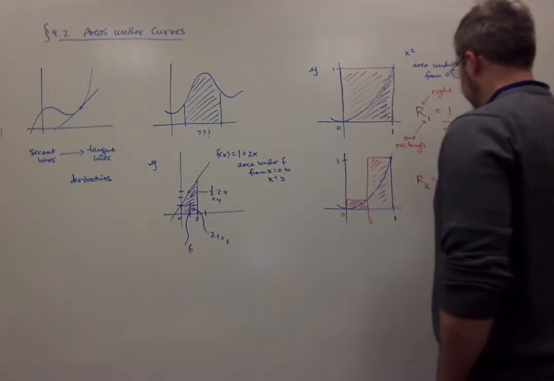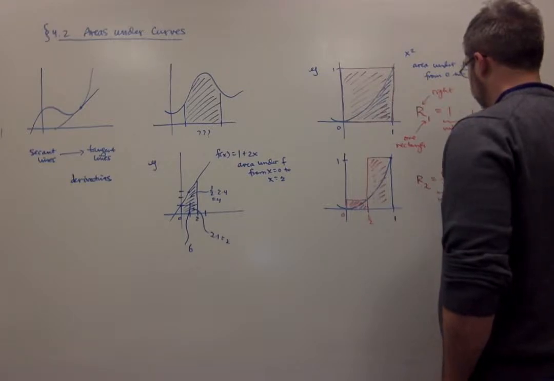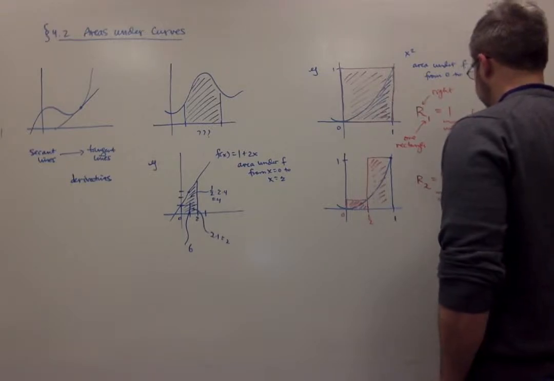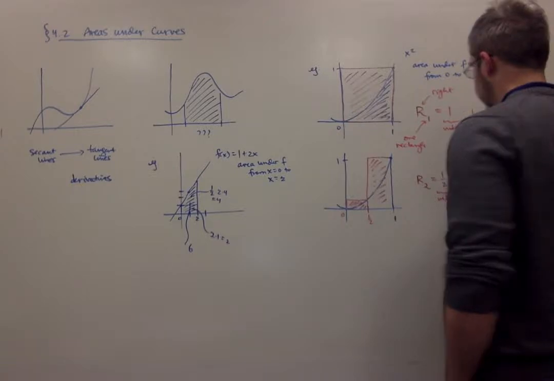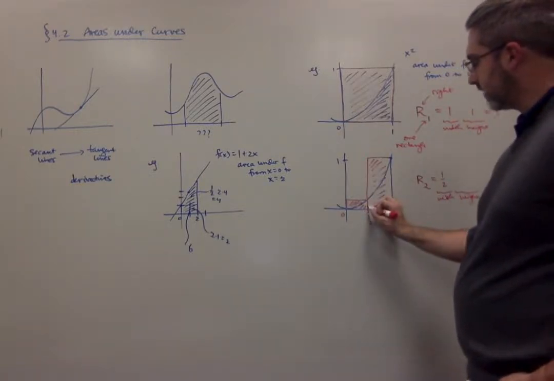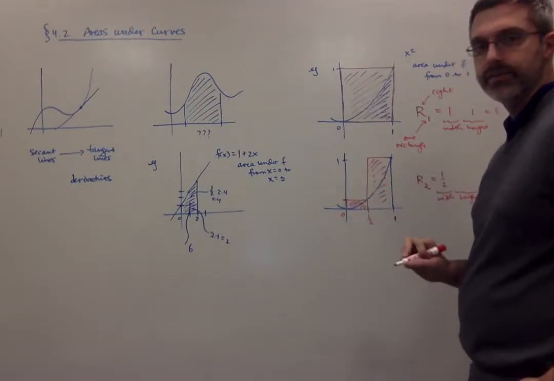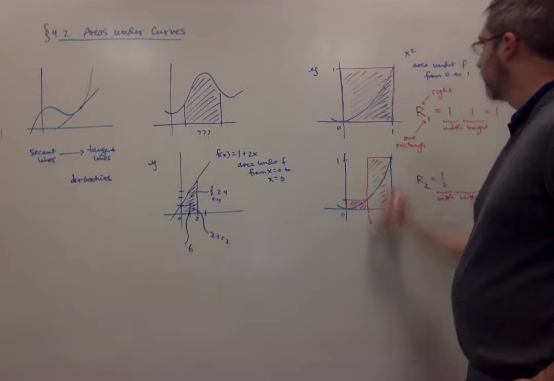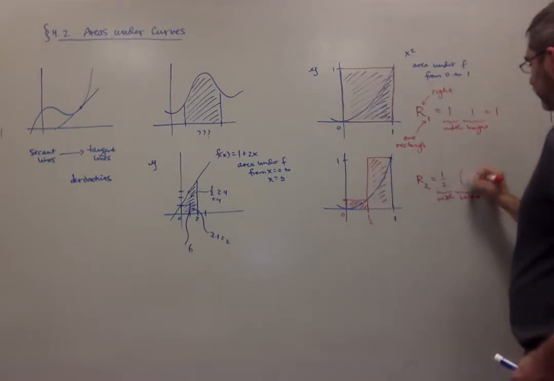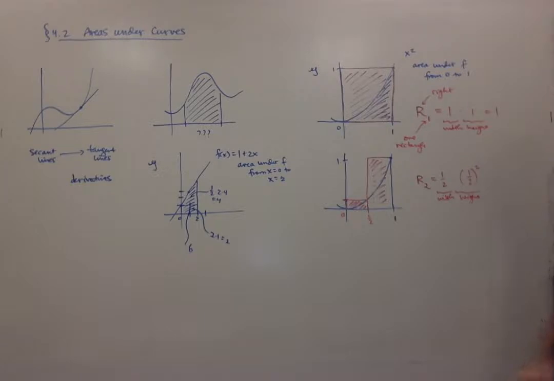So the first rectangle has width 1/2. That's the width. And then the height of that rectangle is what I get when I take this point, a half, and plug it into the function. The function's x squared, so I'm going to take 1/2 and plug it into x squared. That's my height right there.